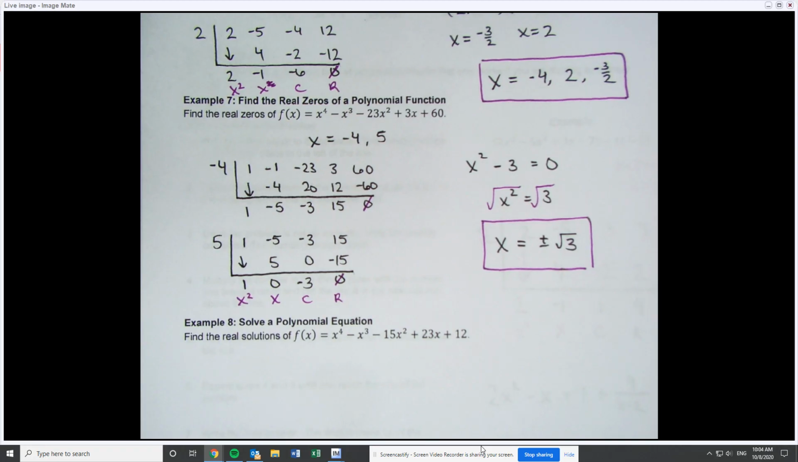All done. Nothing else to do. All right, so you won't always get fractions. Sometimes you'll get radicals. Now for the last one.